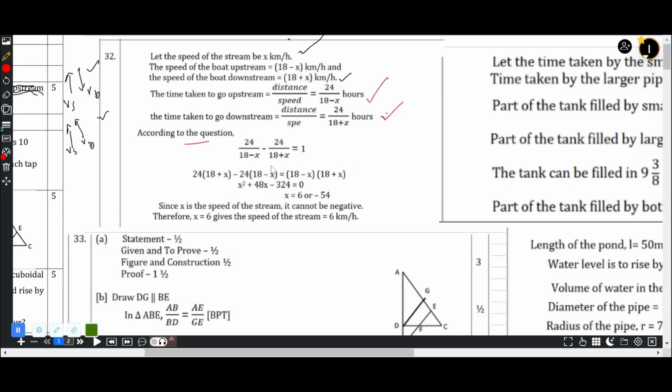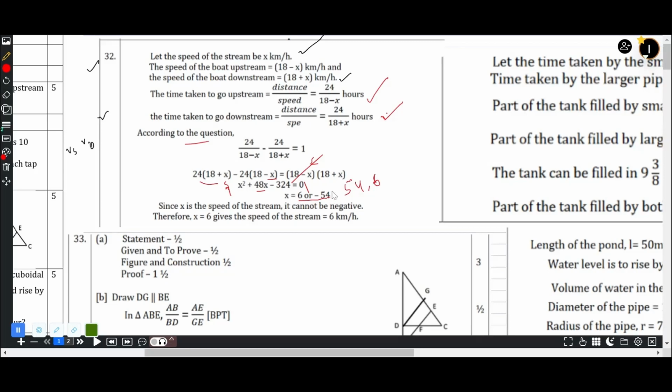तो अभी आप देखें 18 माइनस x, 18 प्लस x कुछ कॉमन तो है नहीं, तो एलसीएम जो होगा दैट विल बी 18 माइनस x इंटू 18 प्लस x. तो इक्वेशन बनेगी 24 इंटू 18 प्लस x माइनस 24 इंटू 18 माइनस x इज इक्वल टू 1, और नीचे डिनोमिनेटर में 18 माइनस x इंटू 18 प्लस x. तो आप क्रॉस मल्टीप्लाई कर देंगे तो इक्वेशन बन जाएगी आपकी क्वाड्रेटिक इक्वेशन. आप खुद भी करके देखिए उसे पेपर पे तो आपको समझ में आएगा. तो क्वाड्रेटिक इक्वेशन बनी x स्क्वायर प्लस 48x माइनस 324 इज इक्वल टू 0.